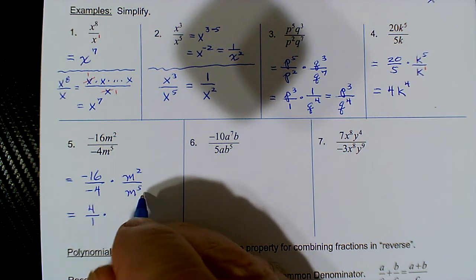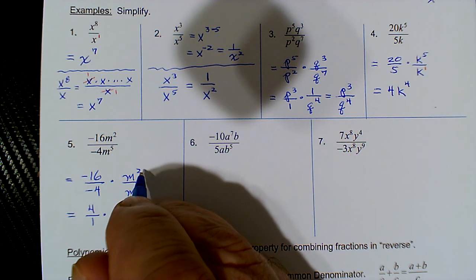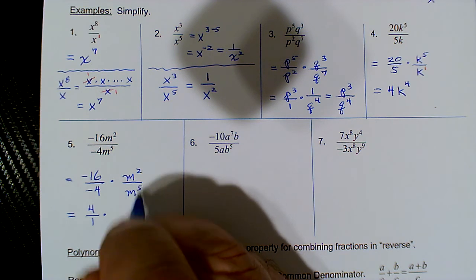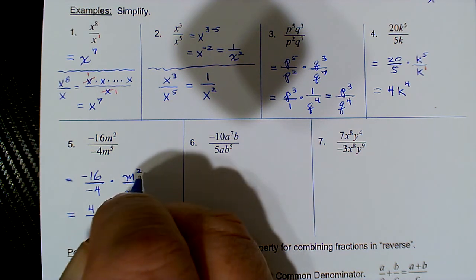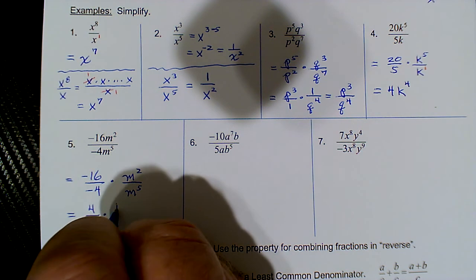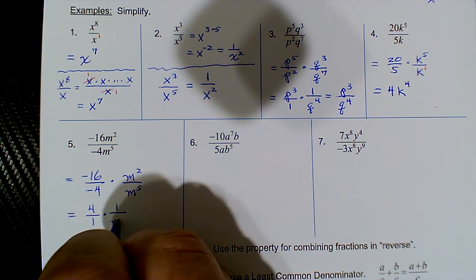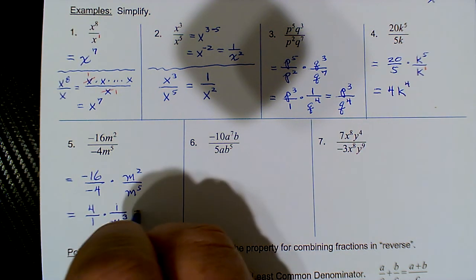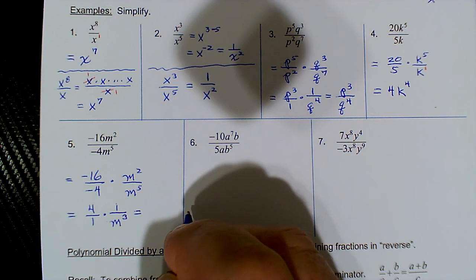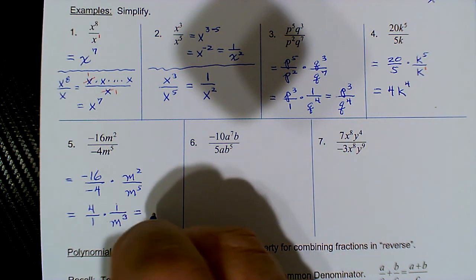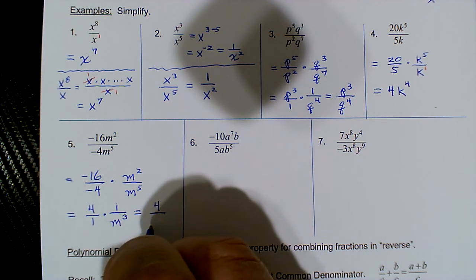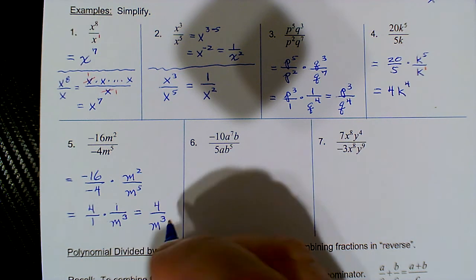And here's the situation again where the variable in the denominator has a greater exponent than the variable in the numerator. So thinking about this in terms of cancellation, take away 2 common factors, we're left with the 1 in the numerator, and taking away 2 factors from 5 factors of m, we're left with m cubed in the denominator. And then we can multiply across and get 4 over m cubed.